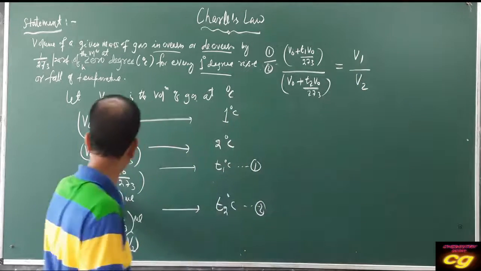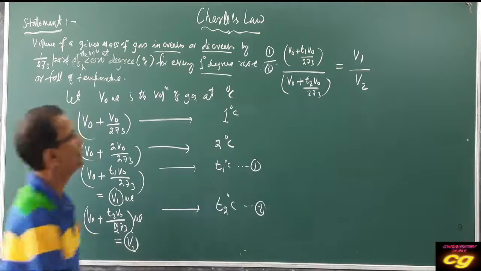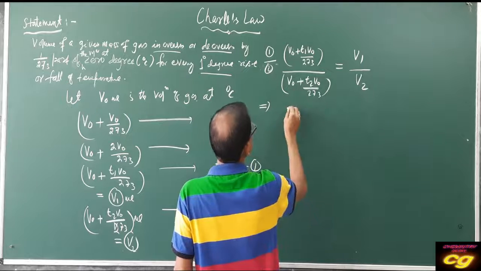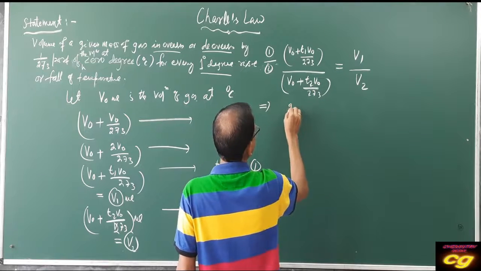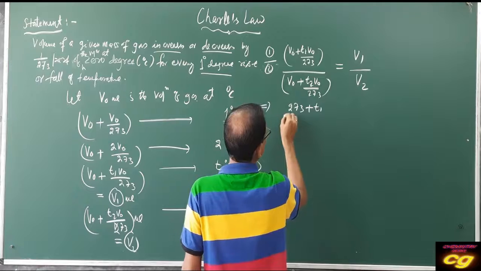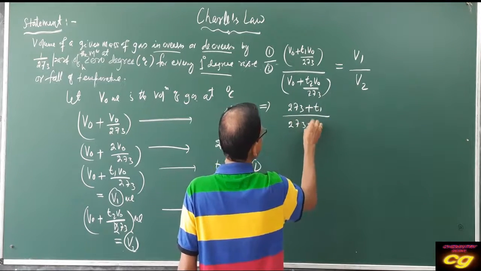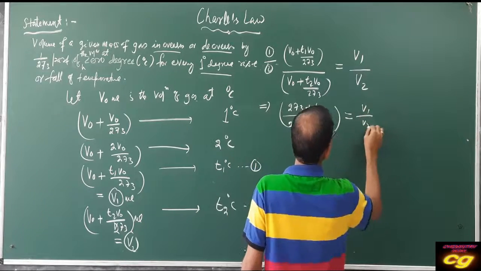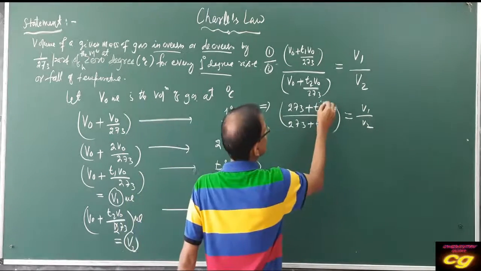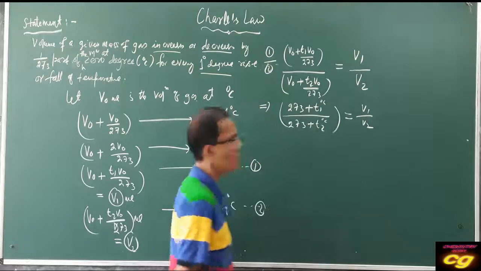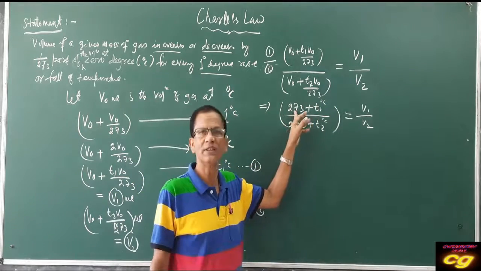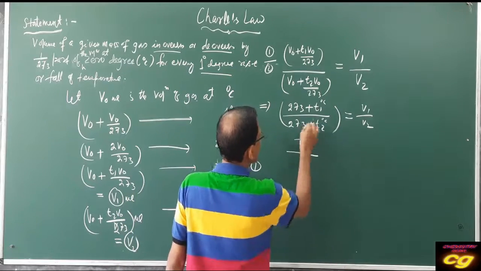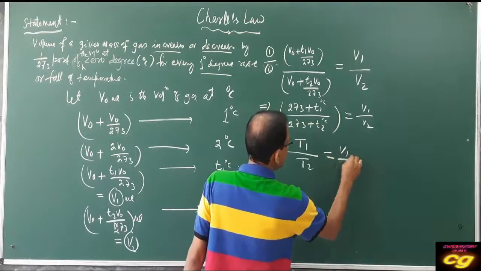We have taken this value as V1 ml and this value as V2 ml. If you arrange this, you see everything cancels. V0 is common, so it cancels. What will remain is (273 plus T1) by (273 plus T2) equal to V1 by V2. But we know T1 is in degree Celsius. When 273 is added to degree Celsius, that is called the Kelvin scale. So let it be T1, and the second is T2, equal to V1 by V2.